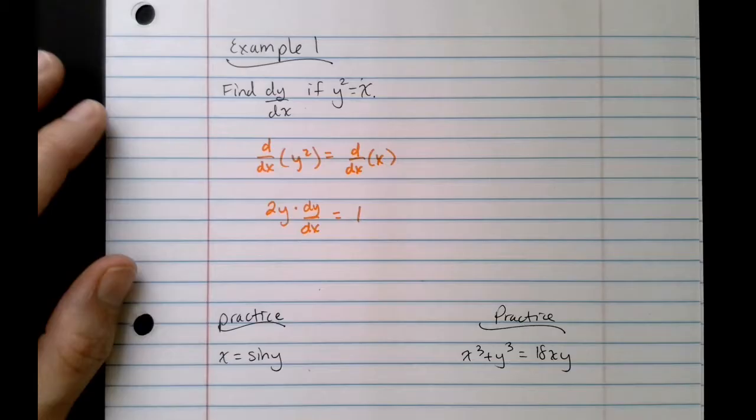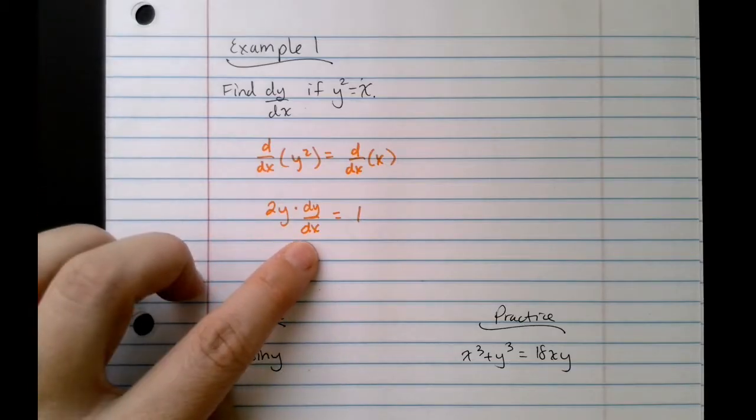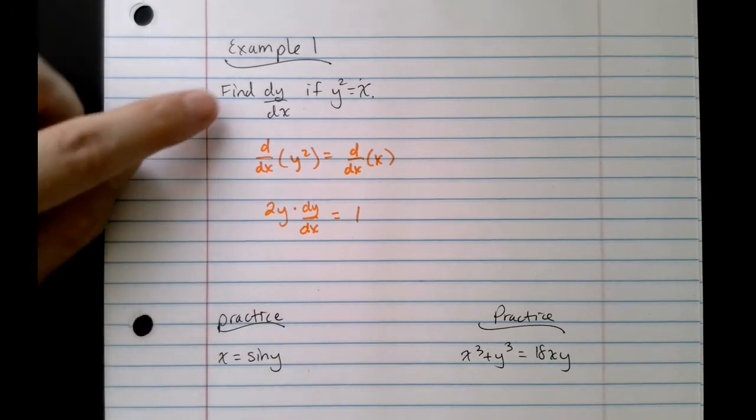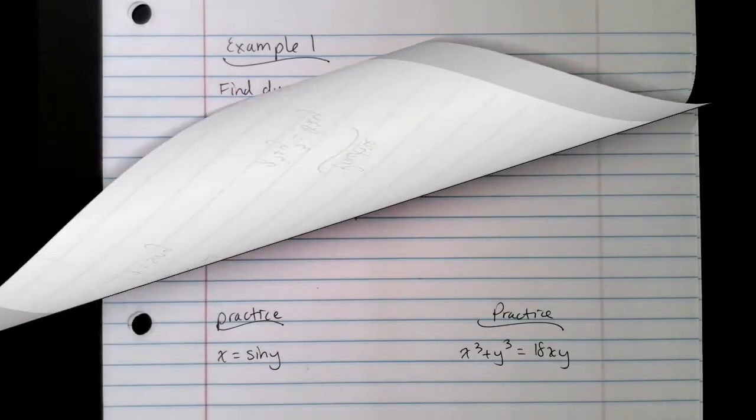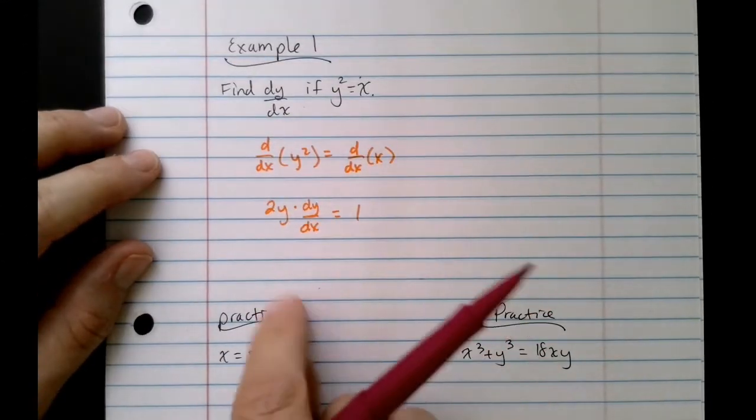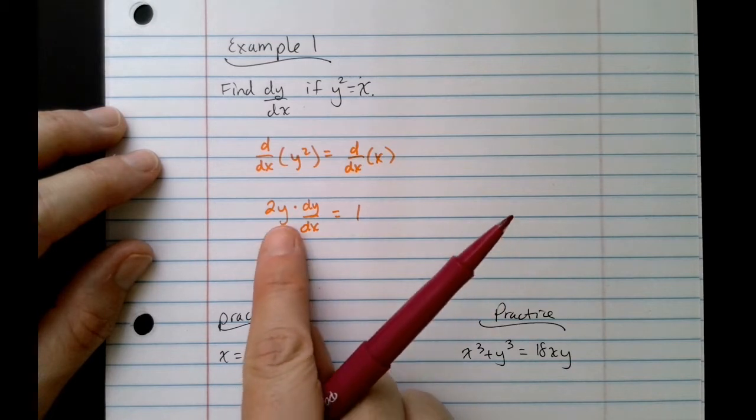It'll be okay. At this point now, I want to solve for dy/dx because that's ultimately what the problem's asking me for. In order to solve for dy/dx, I need to isolate it. So since this is the product, I'm going to divide.